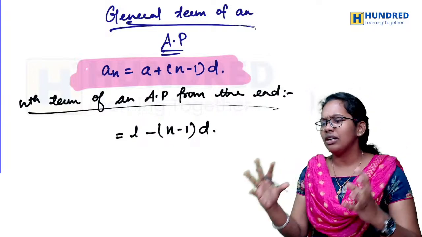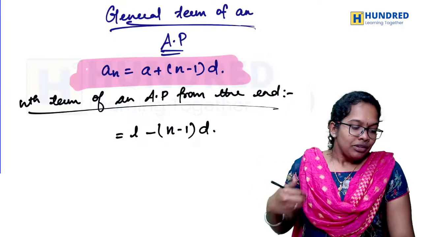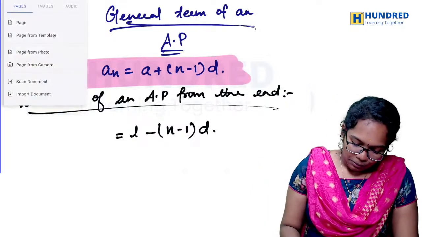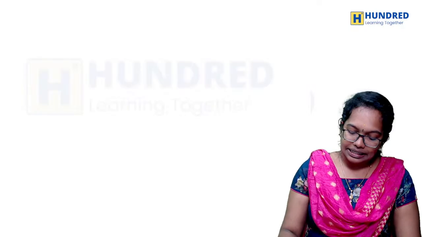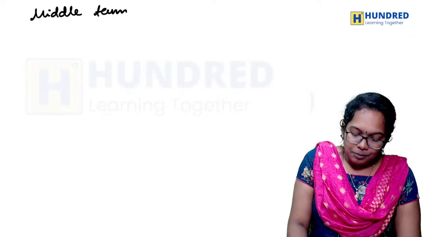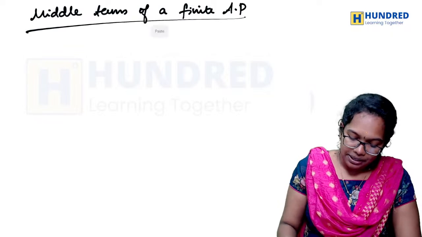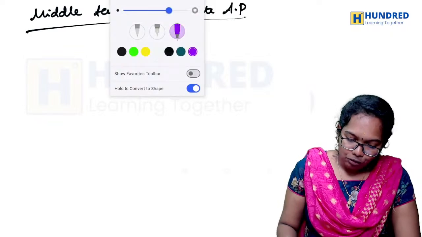Okay, so this is a kind of sums we will come across, and இது இல்லாம what are the other type of problems? என்ன formulas இருக்கு இதுல? Middle terms. Yes, middle terms of a finite AP. So இதை find பண்றதுக்கான formulas என்ன?